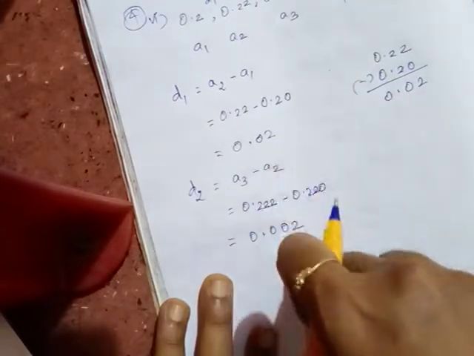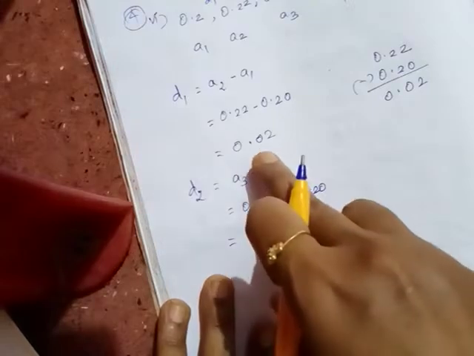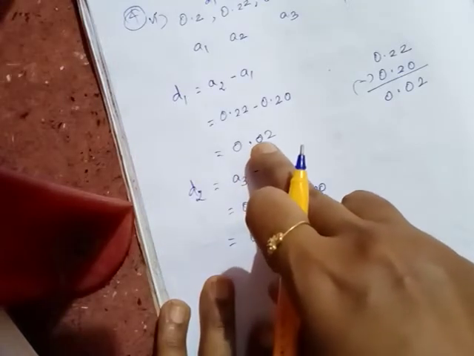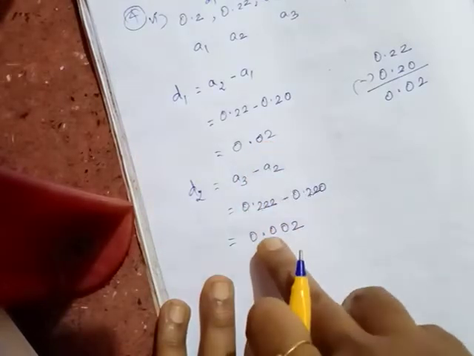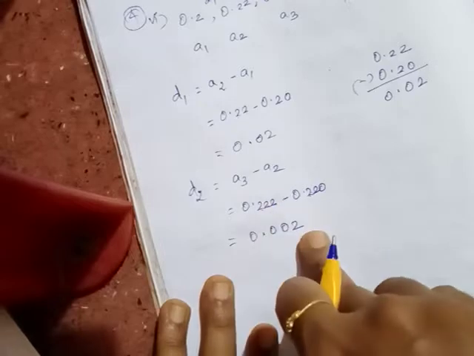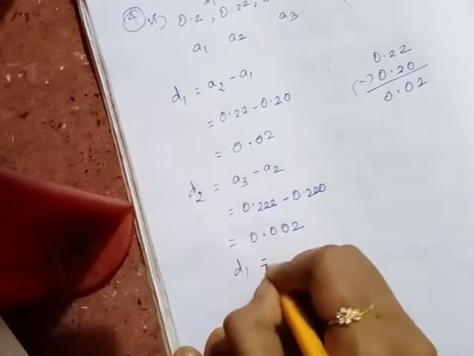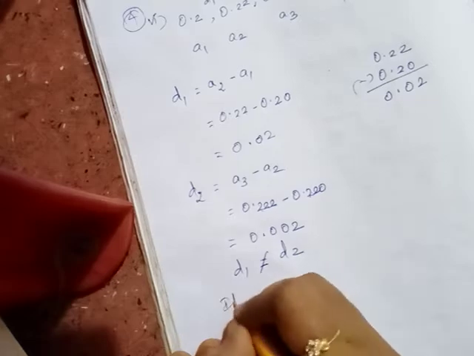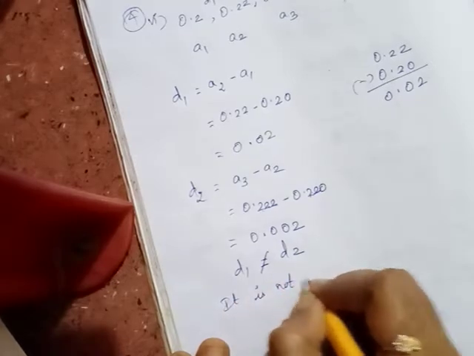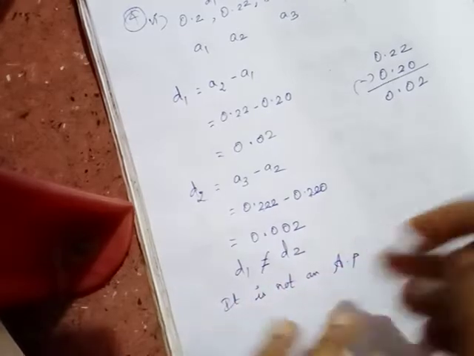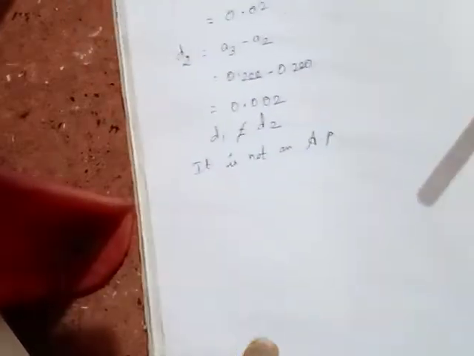Now when you check these two, the common differences are not same. How? Here you have after the decimal point 1 and 0, but here you have after the decimal point 2 zeros and then only 2. So if the common difference is not same, then you should write it is not an AP. When it is not an AP, you don't need to find the next 3 terms.